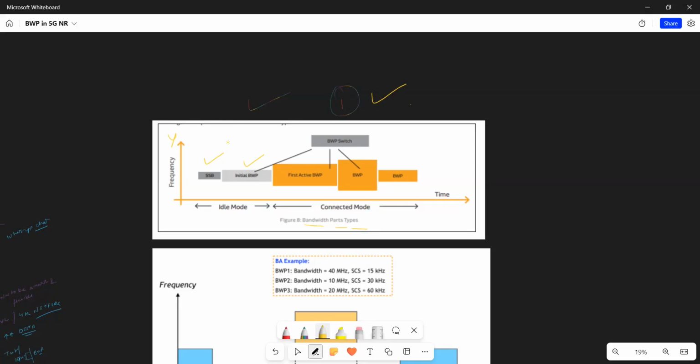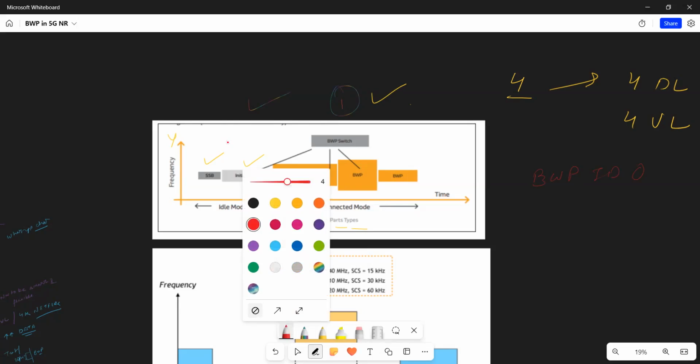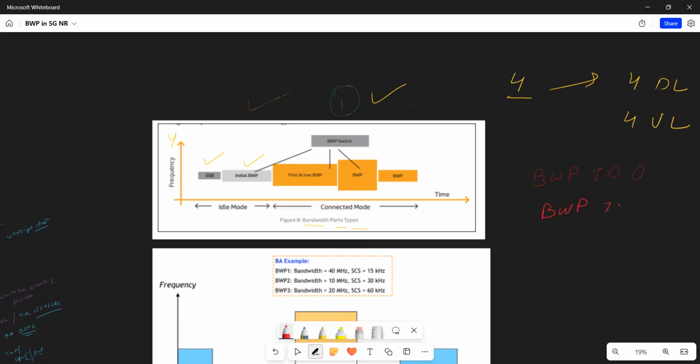And I told you earlier, apart from the initial BWP, there are four more BWPs, that is four in DL and four in UL. So if we start counting, it will start from BWP ID 0, BWP ID 1, BWP ID 2, BWP ID 3, BWP ID 4. So this one is your initial BWP, and the rest are your BWPs.